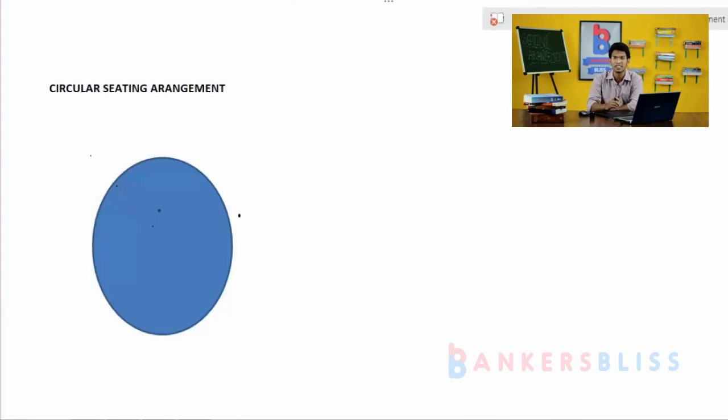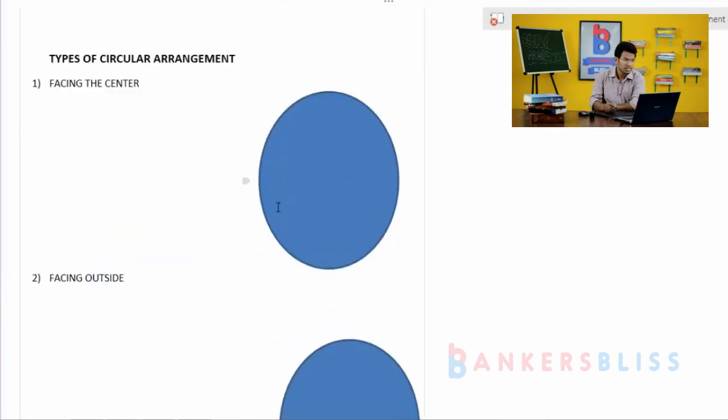Then what do you mean by facing the center, and what do you mean by facing the outside? Let's look here. This is one best example. Go with facing the center. You just imagine all the members are sitting at this circular table. I put 8 members here, 1 to 8. See, these 8 members are sitting at a circular table.